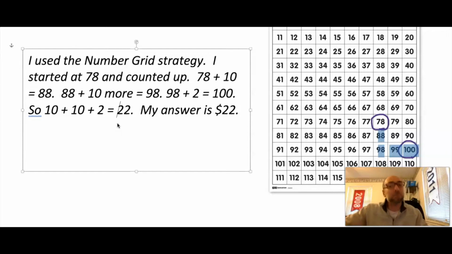So if I was explaining the number grid strategy, you can see how I did it. I used the number grid strategy. I started at 78 and counted up. 78 plus 10 equals 88. 88 plus 10 more equals 98. And then 98 plus 2 equals 100. So my answer is 10, 20, 21, $22. So that was our number grid strategy.